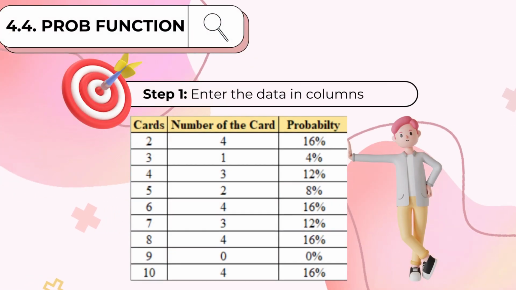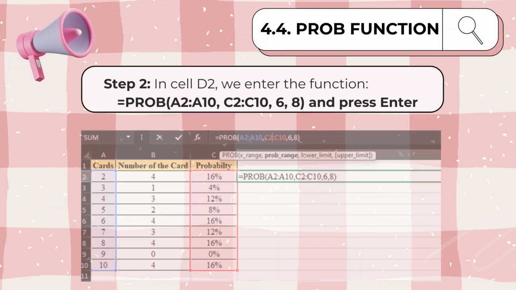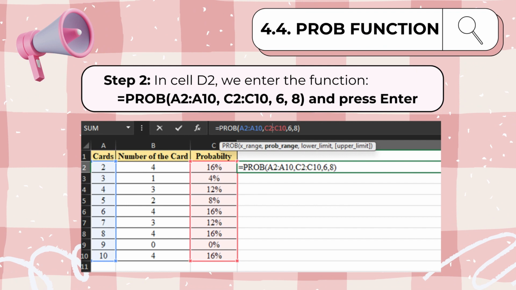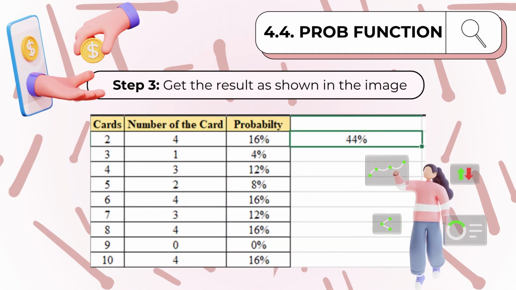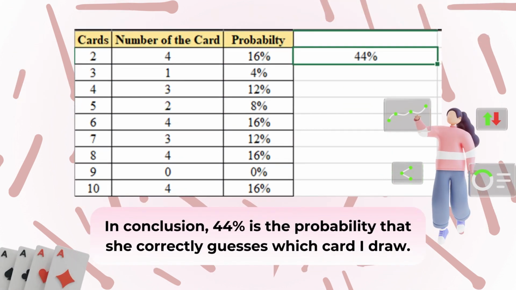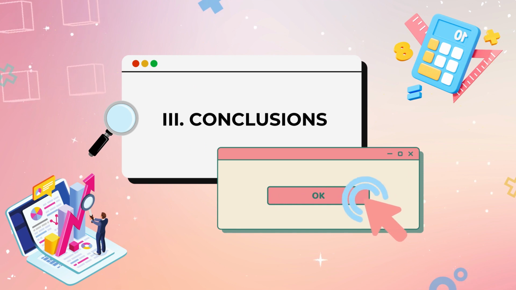To solve this problem, let's follow these steps. Step 1. Enter the data in columns. Step 2. In cell D2, we enter the function =PROB(. Select the range of cells from A2 to A10, comma, select the range of cells from C2 to C10, comma, 6, comma, 8, closing bracket, and press enter. Step 3. Get the result as shown in the image. In conclusion, 44% is the probability that she correctly guesses which card I draw. That concludes the final function formula in today's video. Let's now proceed to the conclusions.